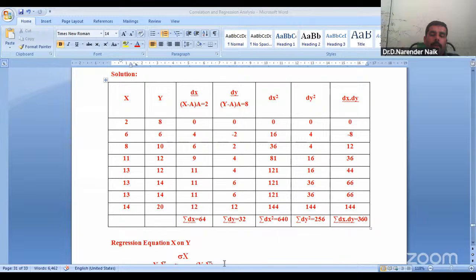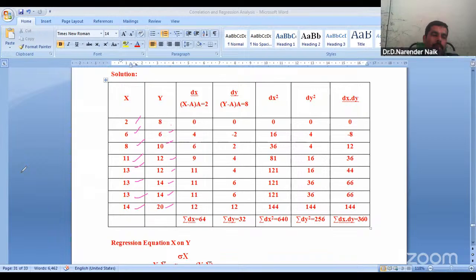What we did in correlation, the same procedure. You can take x: 2, 6, 8, 11, 13, 13, 14 and y: 8, 6, 10, 12, 12, 14, 14, 20. So x, y. Then dx is x minus a, where a is equal to 2, and here a is equal to 8. So 2 minus 2 is 0, 8 minus 8 is 0. So these are the values of dx square, this is the value of dy square, and dx dy; we got the values.